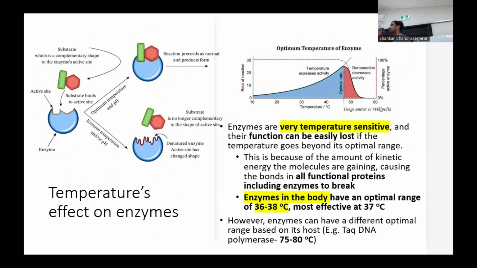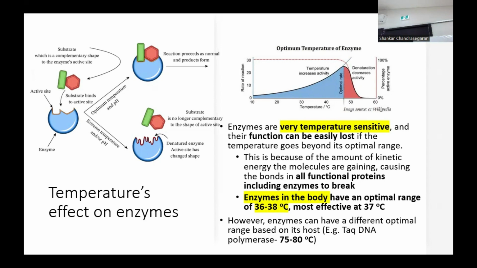The bonds cannot be formed back in the same conformation because it took a very specific kind of folding to make it fold in that right configuration. And once that folding is lost, it can't be regained again, right? So in our body, the optimal range is between 36 to 38 degrees, most effective at 37. That is why when you have a high fever, they actually make sure to cool you down because they don't want your body to experience shutdown.